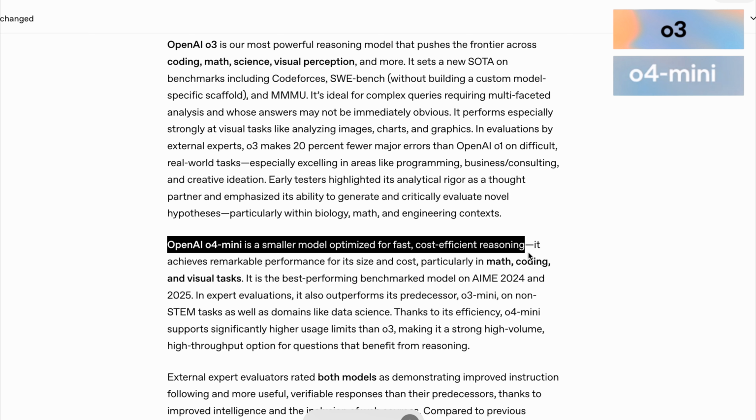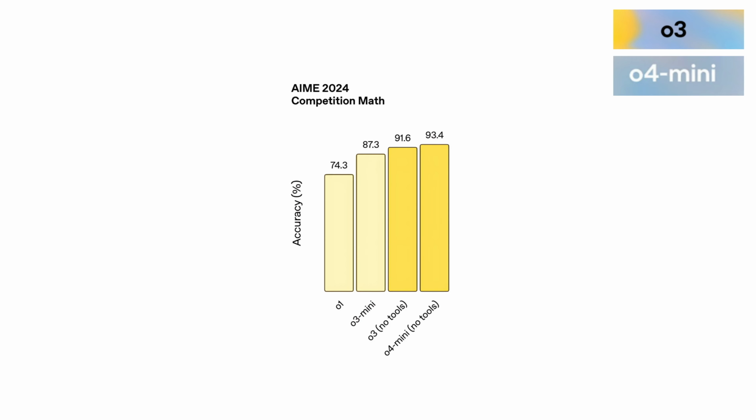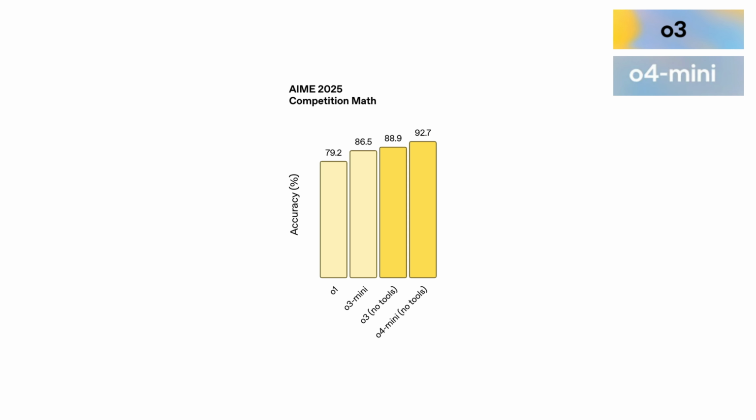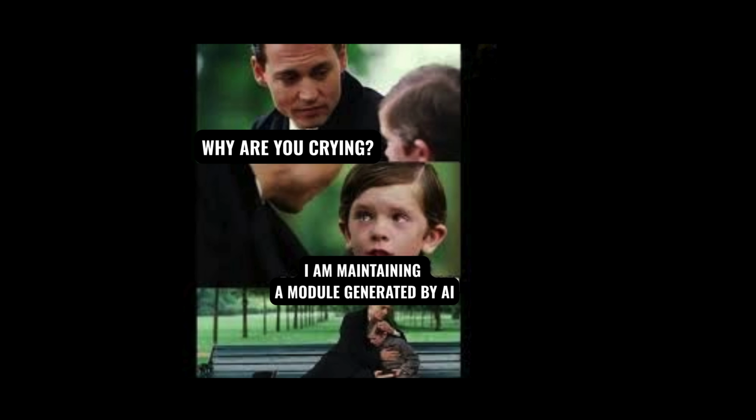But check this out. On the math side, O4 Mini is absolutely crushing it. It's scoring 93.4% on the 2024 AIME competition and 92.7% on the 2025 AIME. That's like going from helpful but needs babysitting to actually saves me time.